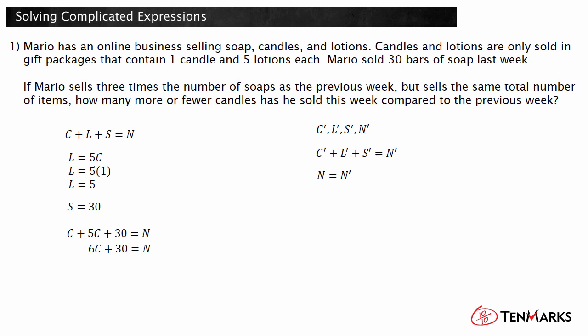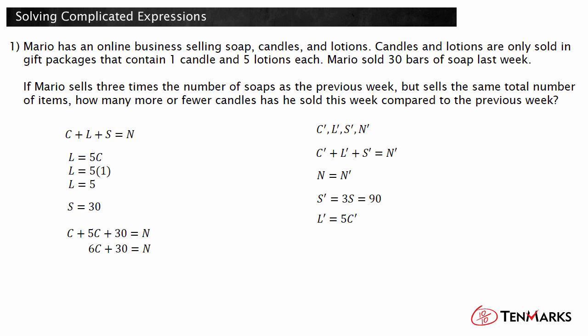You know that the number of soaps sold this week is 3 times the number of soaps sold last week. Therefore, S prime equals 3S equals 90. Also, as for the relationship between candles and lotions sold, you have L prime equals 5C prime.